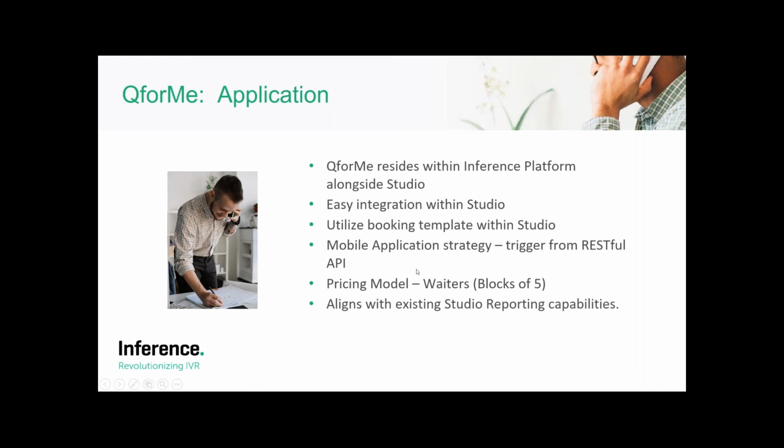And just like Studio, it's basically done on a monthly basis. So you'd say if you bought 500 waiters, it would be 500 waiters. You'd have that for the entire month, and then you could vary that up and down as required in true SaaS fashion.